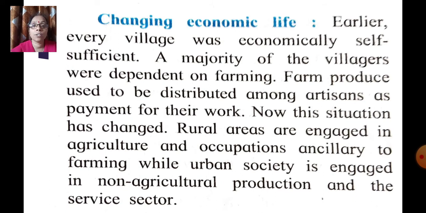Now this situation has changed because of new inventions, new technology, new development. So rural areas are engaged in agriculture and occupations that are ancillary to farming, while urban society is engaged in non-agricultural production. So we'll find that along with farming, animal husbandry is also a supplementary occupation wherein the farmers could earn their income. While urban society is engaged in non-agricultural production and the service sector.